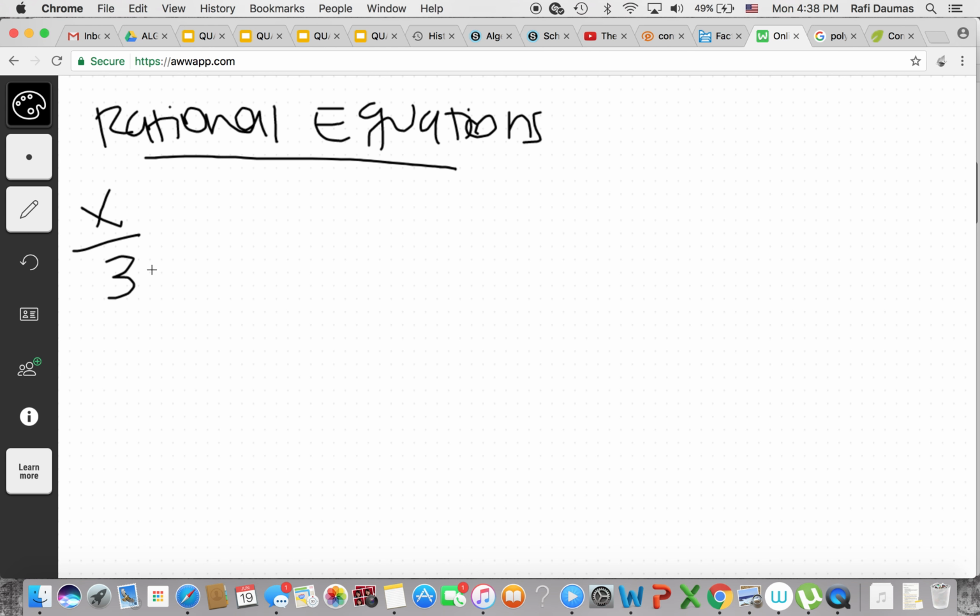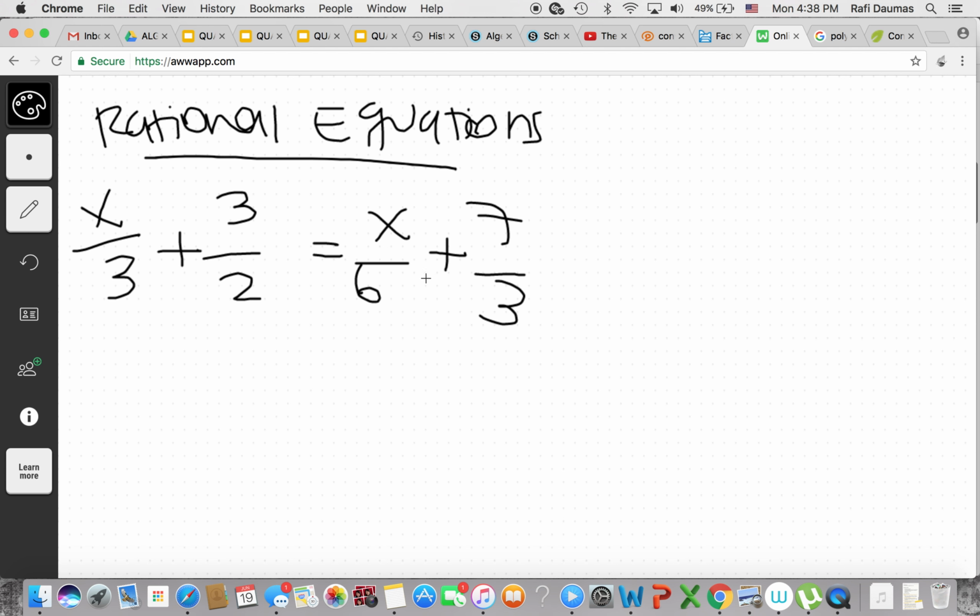x over 3 plus 3 over 2 equals x over 6 plus 7 over 3. Alright, we can see that all of these are multiples, actually multiples or factors, of 6. So what we would do here would be multiply every fraction by 6.